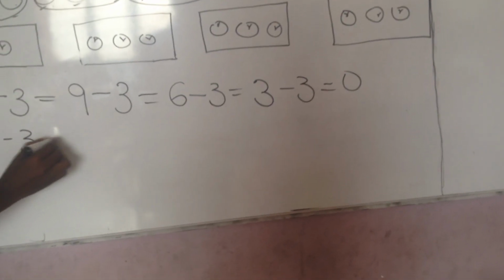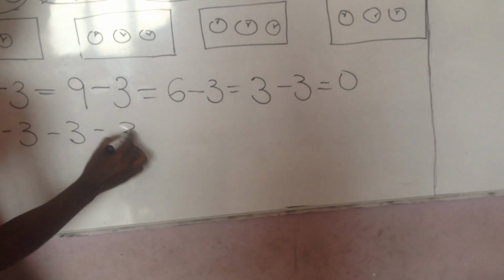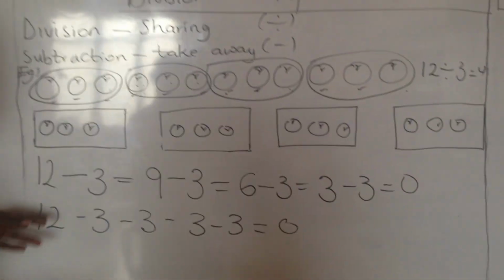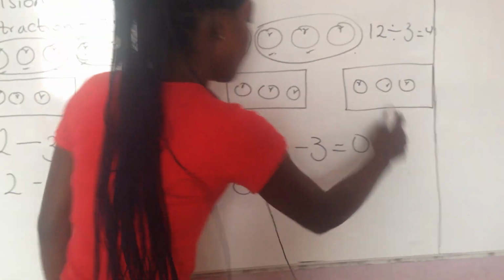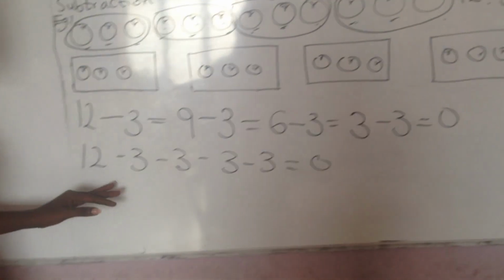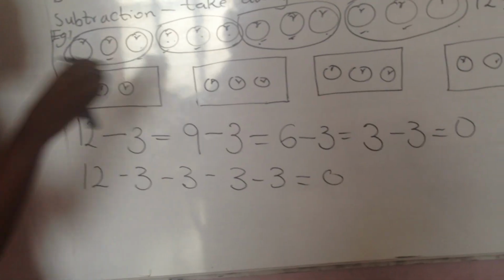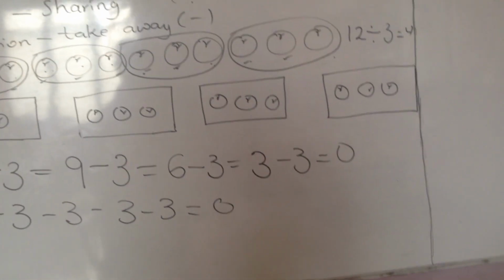12 minus 3 minus 3, 1, 2, minus 3, then the last minus 3 will give you 0. So I'm missing it. 1, 2, 3, 4. So with the repeated subtraction, the number that you take out is the same number you take out for the next one. So you get 0. Make sure there is no remainder.